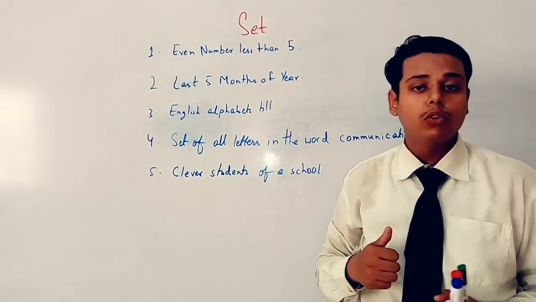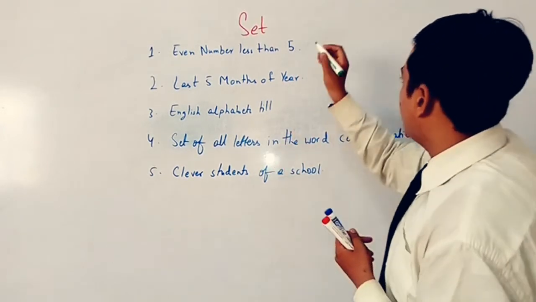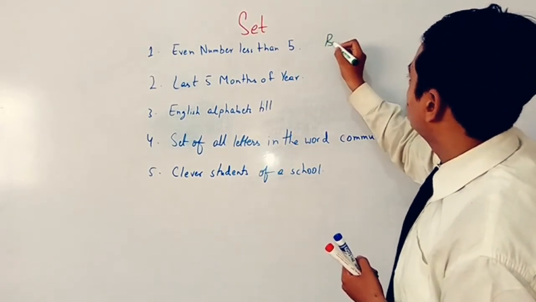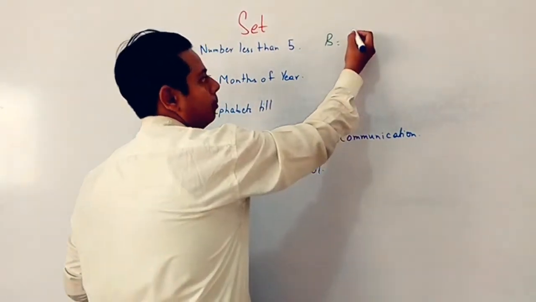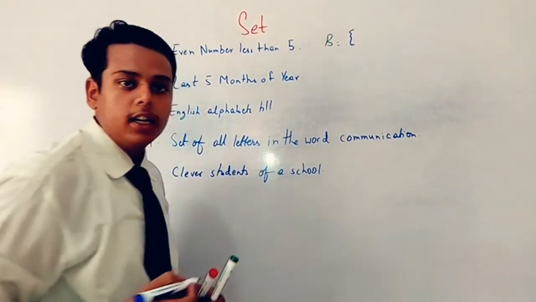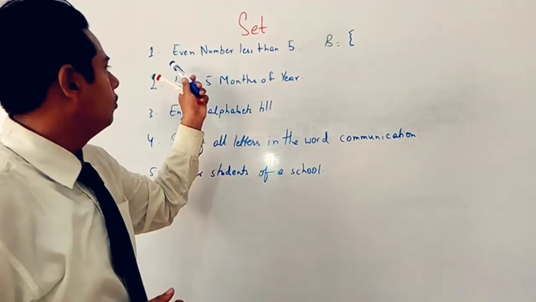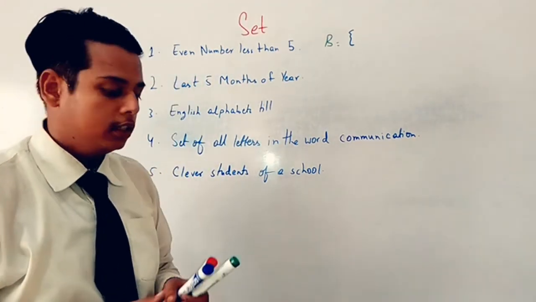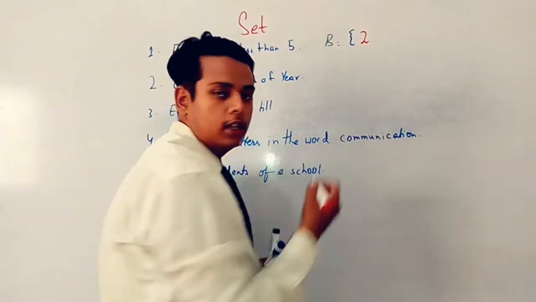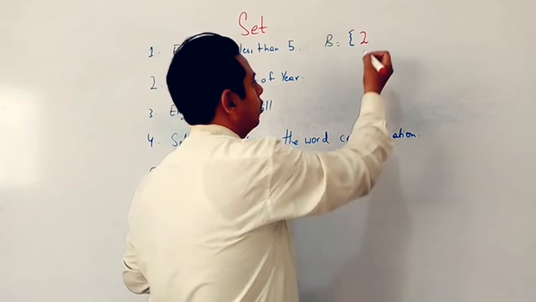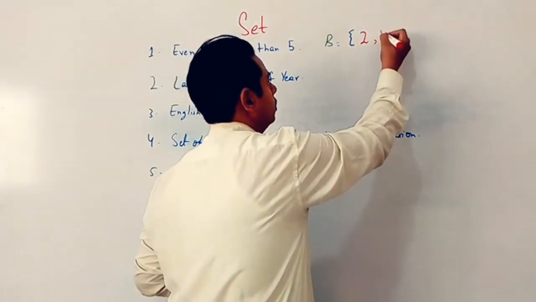So what is the first rule for making any set? First of all, we have to name that set. I have named it B. And how will the set start? With a curly bracket. Now, what will be the first number in it? The first number will be 2. After that, what will we place? We will place the comma, then 2 and 4.